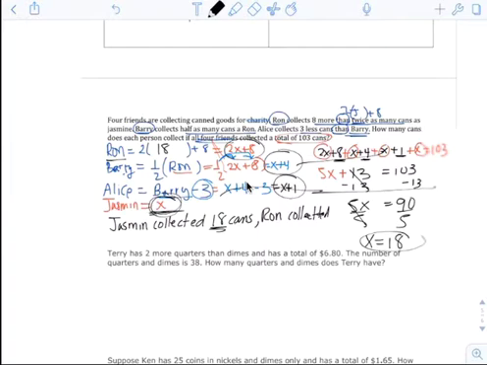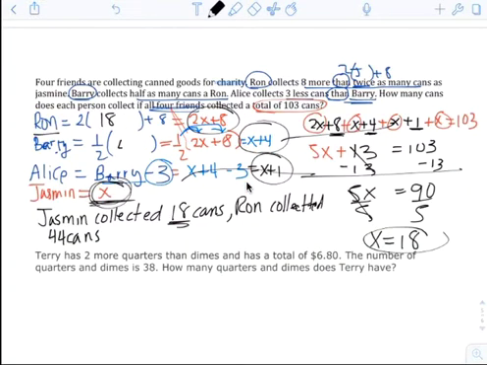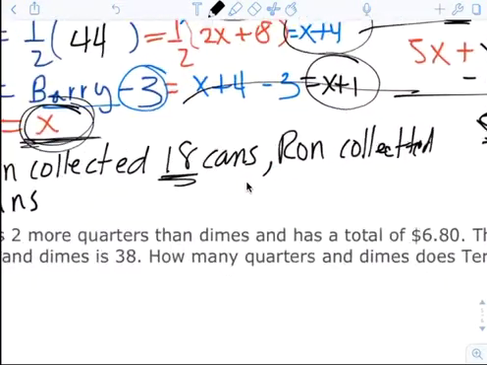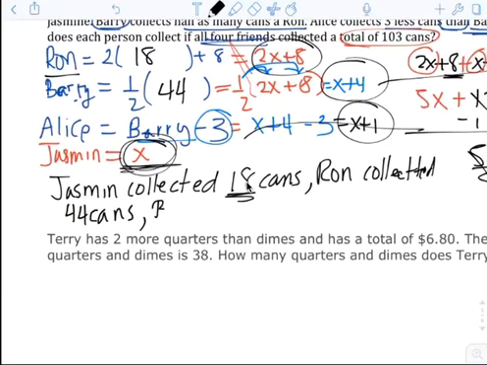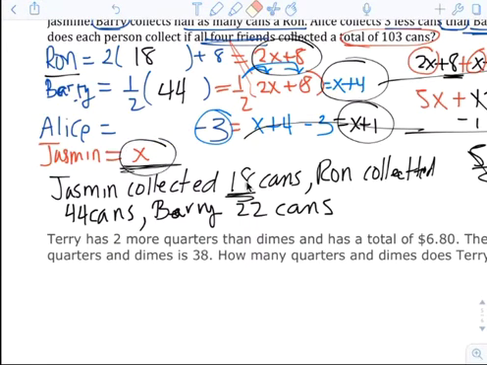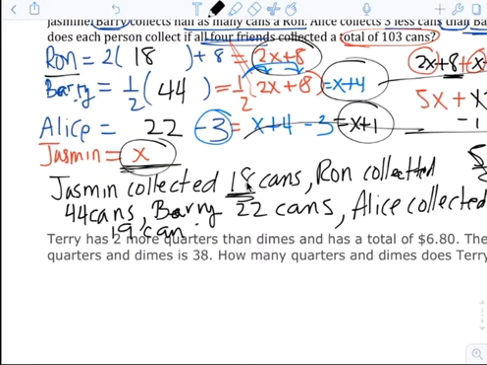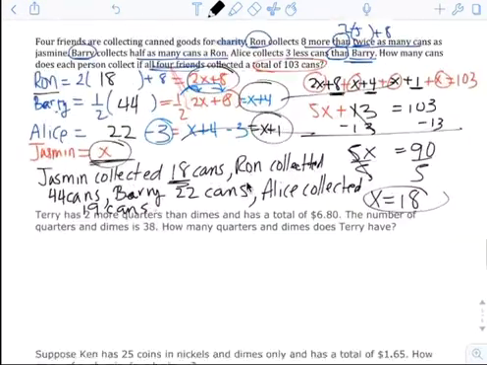Cans. Okay, now erase the word Ron and put 44 there. Half of 44 is 22. Barry collected 22 cans. If Barry collected 22 cans, let's erase the word Barry. Put 22 there, minus 3. Alice collected 19 cans. And that's it. Okay, that's how we get it.